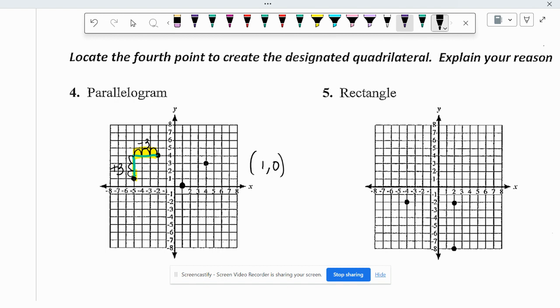Example number 5 wants us to create a rectangle. What ordered pair do we need to add to make a rectangle? Yes, good job. We need to add a point right down here at -4, -8.